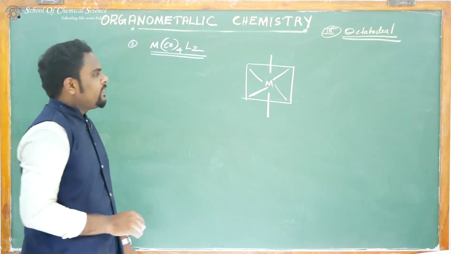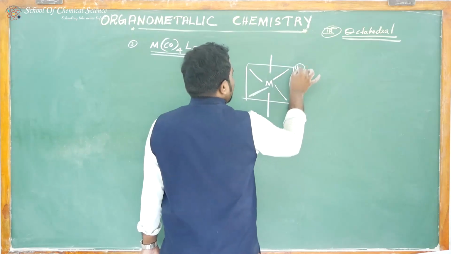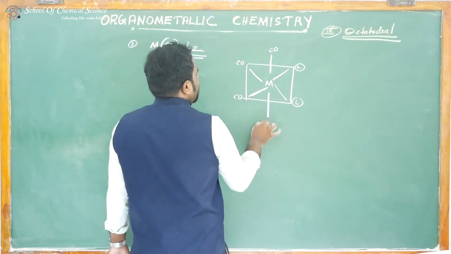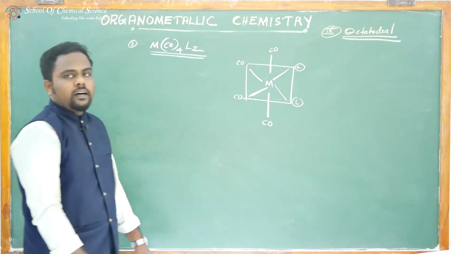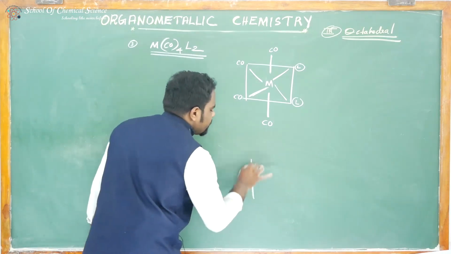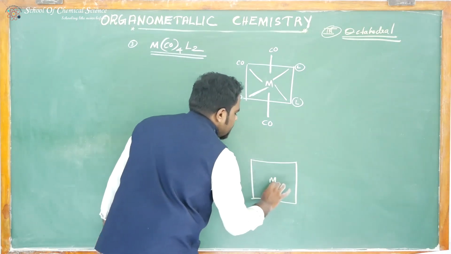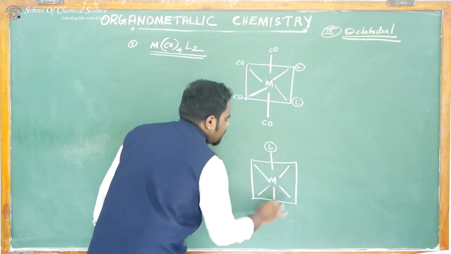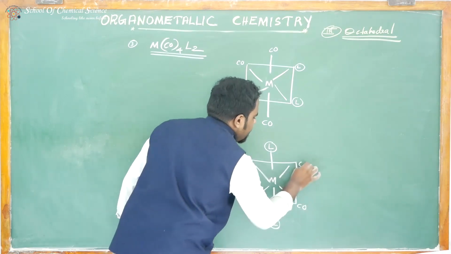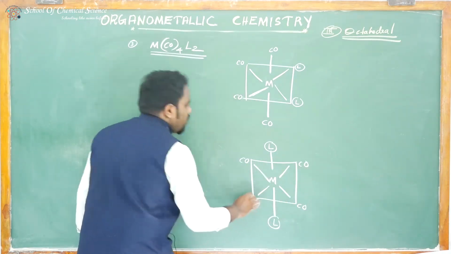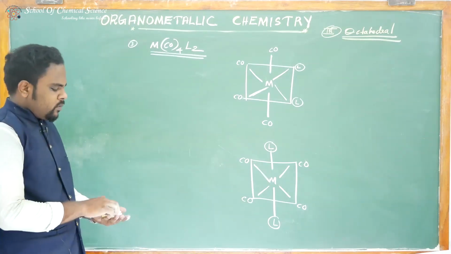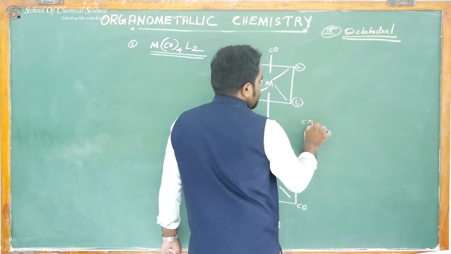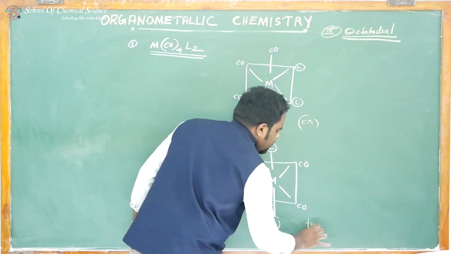in the first case, L and L are cis. L and L are arranged in cis manner. This is L and L, here CO, CO, CO, CO. L and L are cis. Then in the next case, metal, L and L are trans. Then in the remaining positions, carbon monoxide. How many signals? This is the cis arrangement and this will be the trans arrangement.